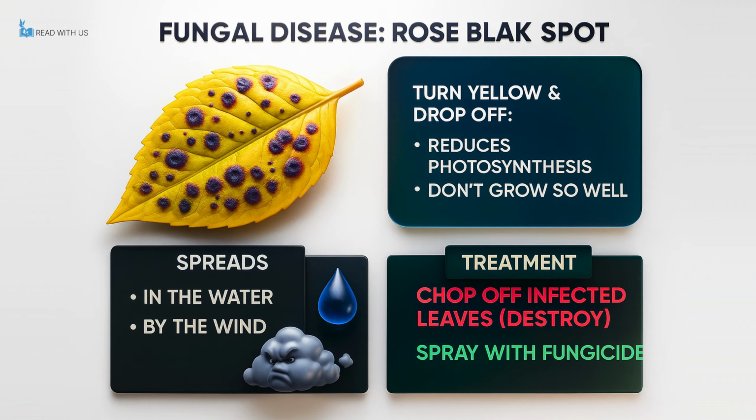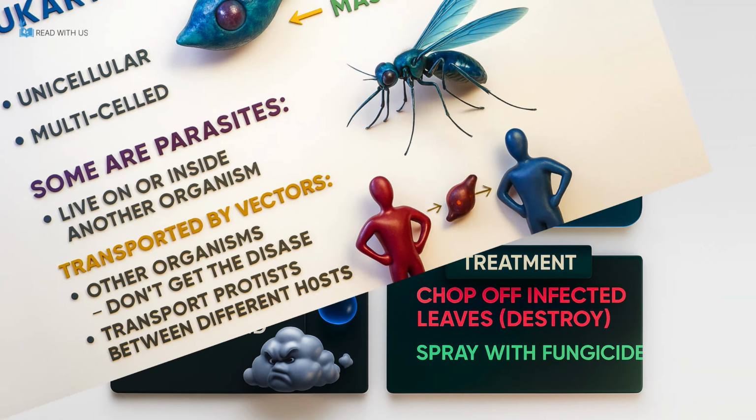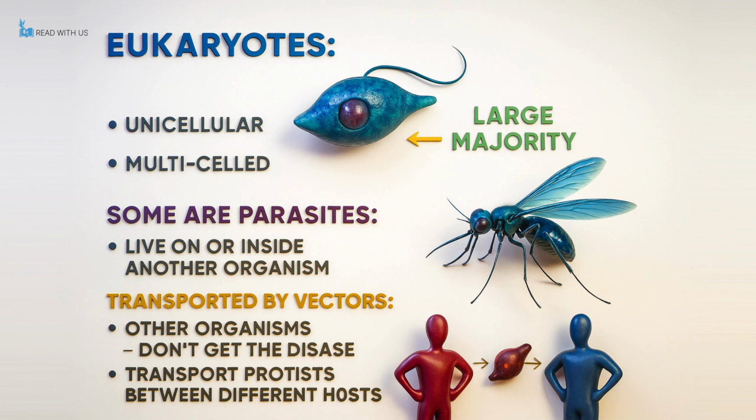To treat this fungal disease, one method is to remove all of the infected leaves from the plant, but it is very important to destroy those leaves properly afterward so that the fungus does not have the chance to infect other plants nearby. Another option is to spray the plant with fungicides, which are chemical substances designed to kill fungi and stop their growth. Now, let us move on to protists.